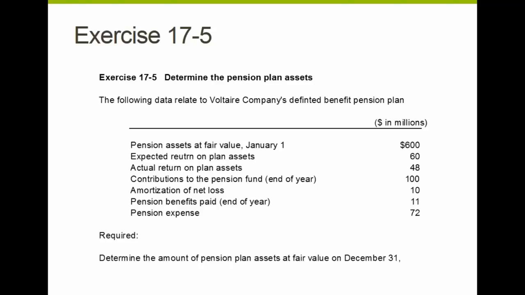So you notice that there is a difference between the expected return and the actual return. Contribution to the pension plan, $100 million. Amortization of the net loss, $10 million. Pension paid, $11 million, and the pension expense is $72 million. Determine the amount of the pension plan assets fair value at December 31st.